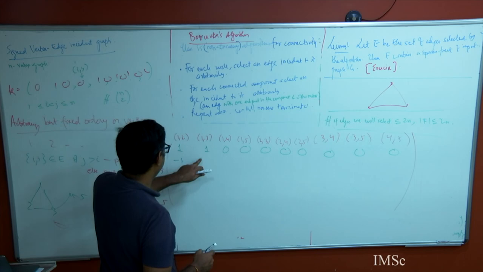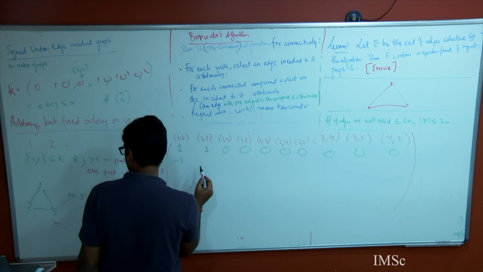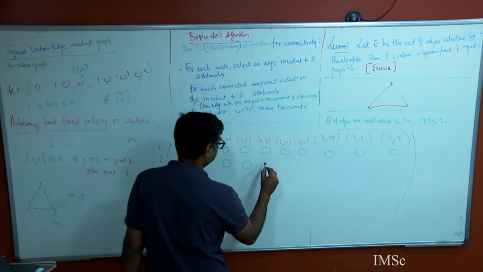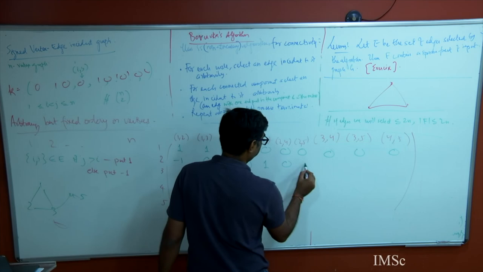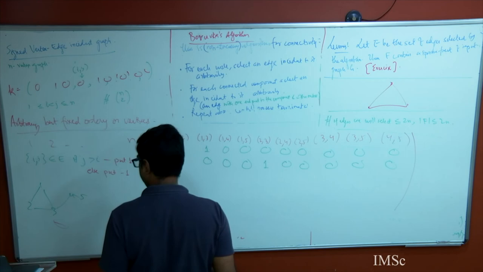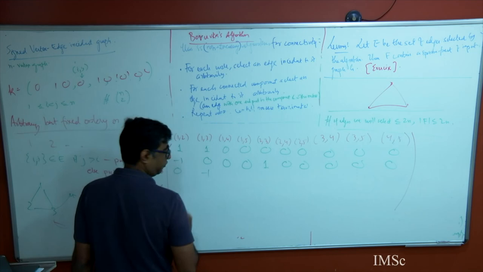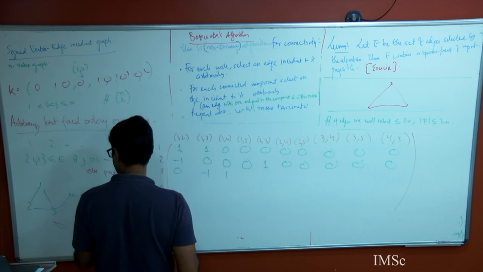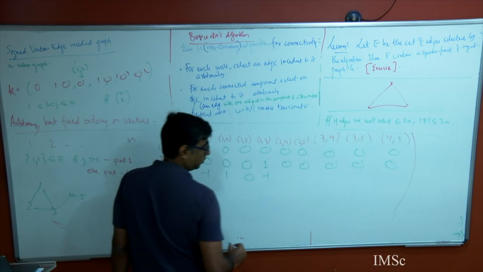Now there is no edge between 1, 3, right? So this is 0, this is 0, this is 0. But what about 2, 3? It's 1, right? Because 2 is less than 3. Yeah, that's it. Now 3, there is no edge, okay? Here, again, it is going to be minus 1. And is 3 adjacent to 4? Yes, it is. So 1. And this is 0. Here also, minus 1, and then 0 everywhere.